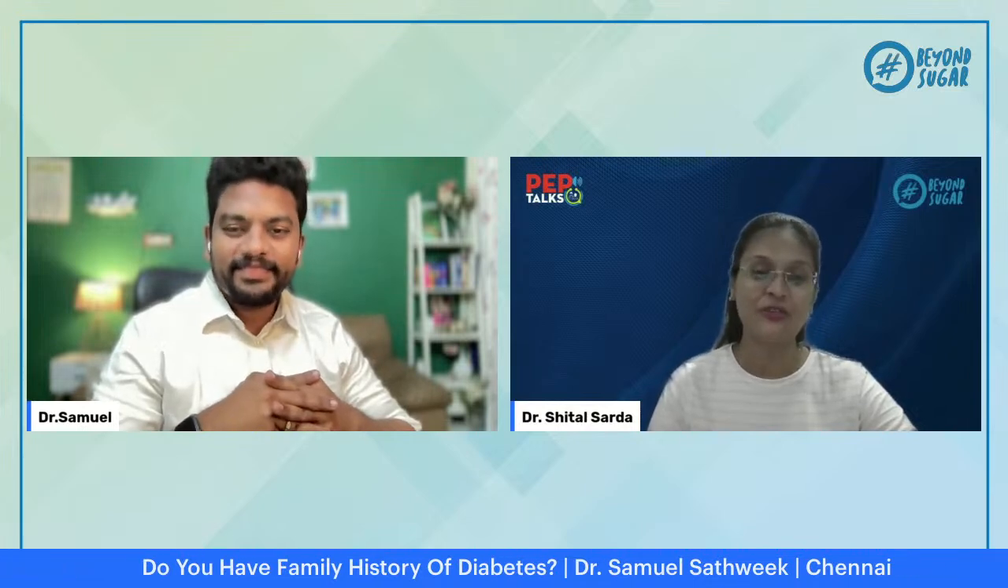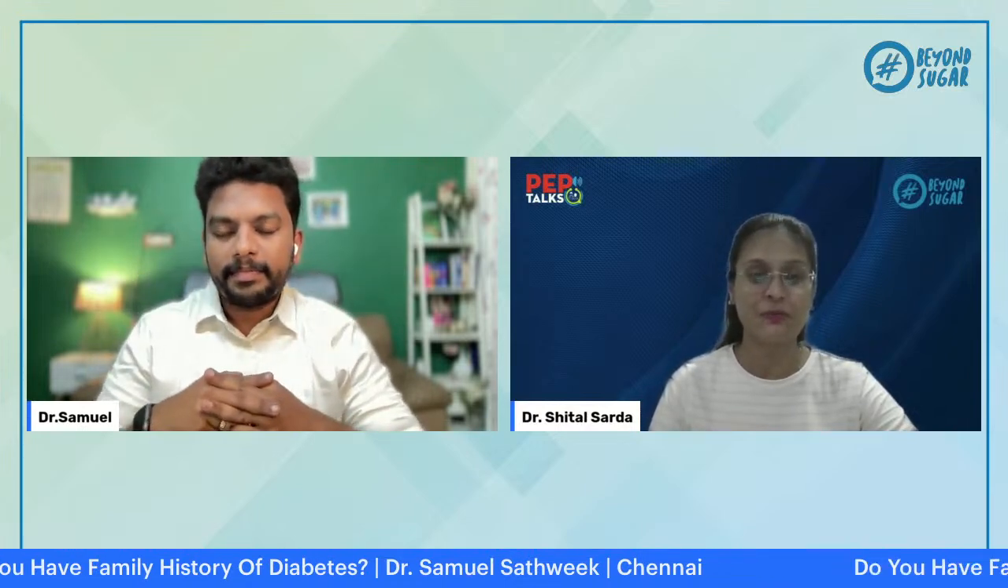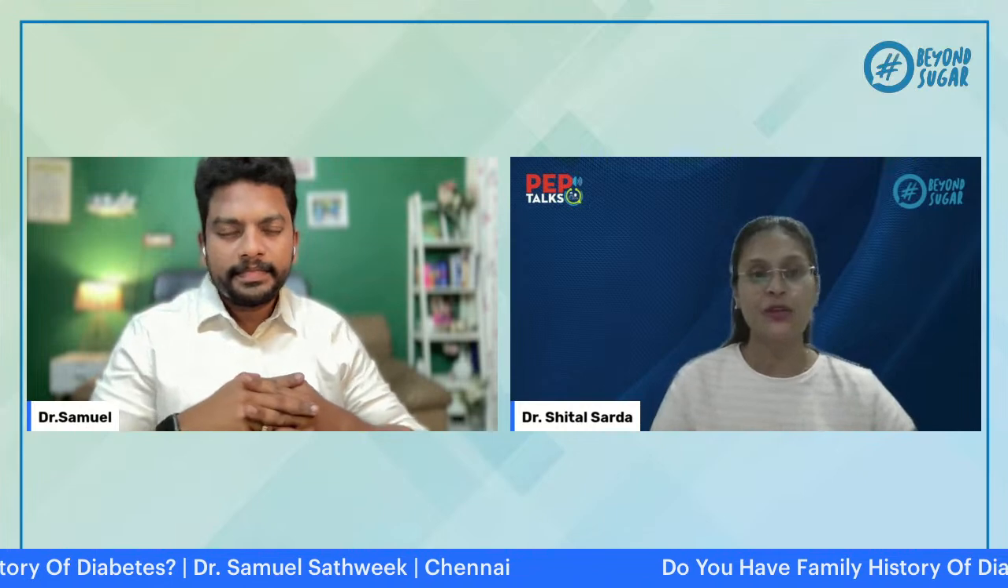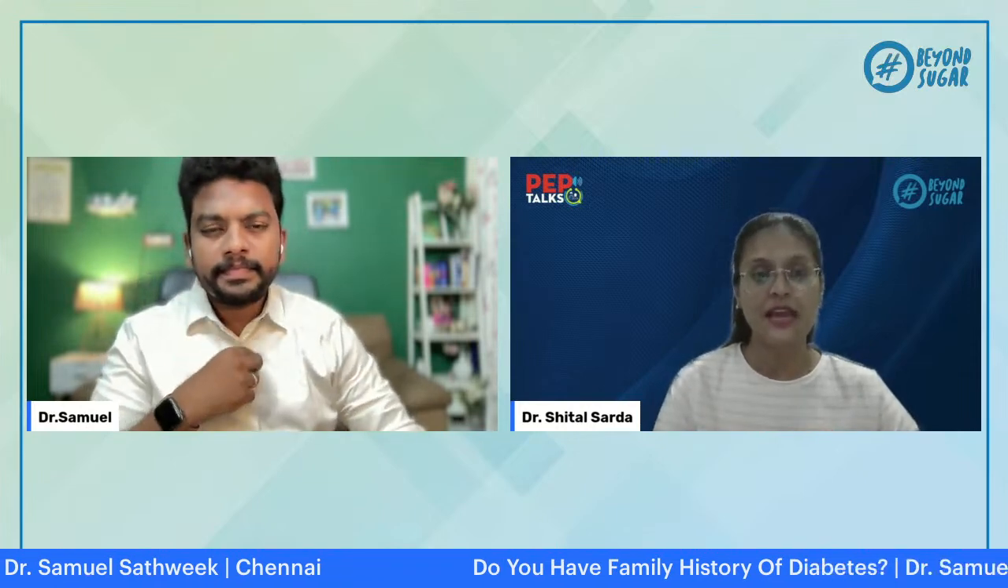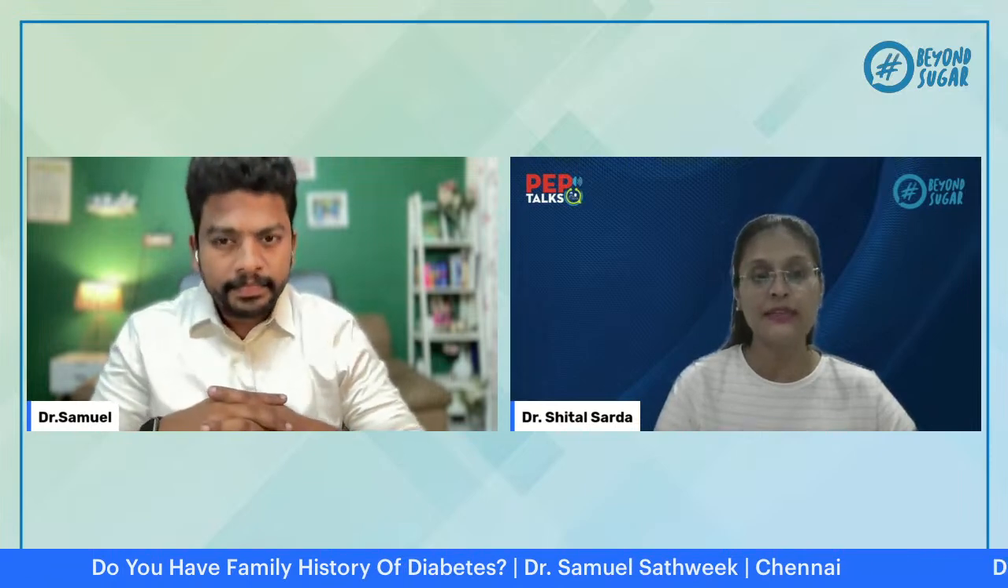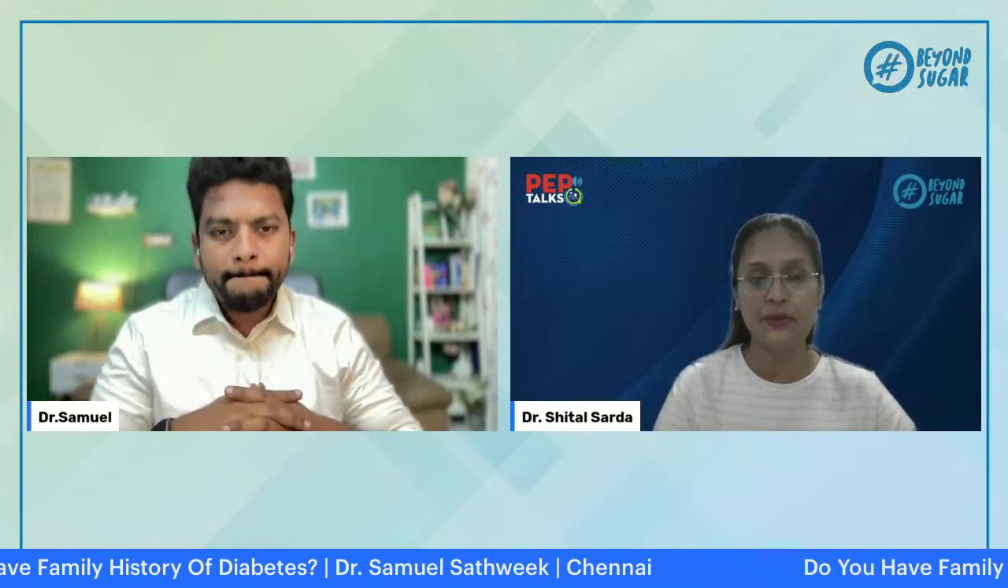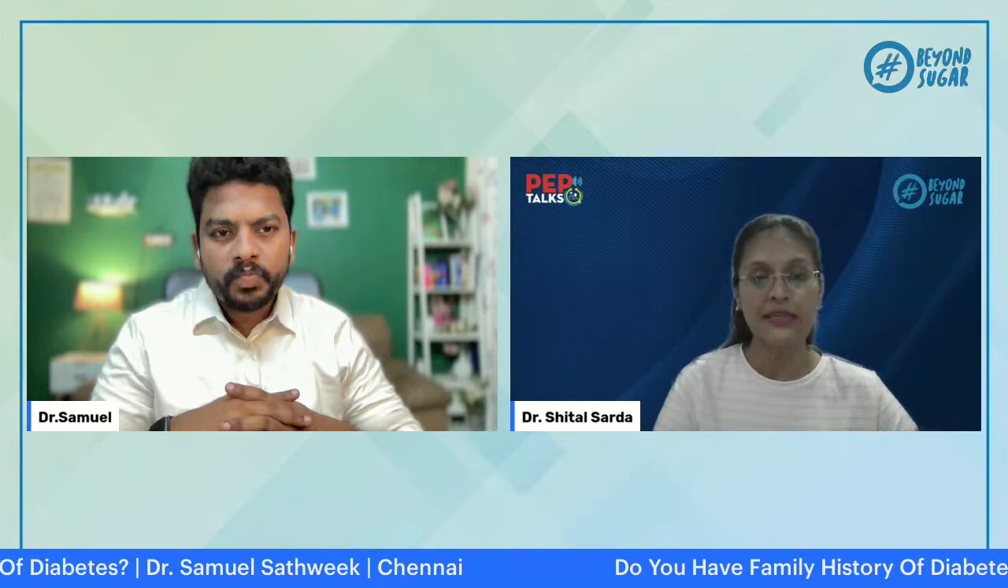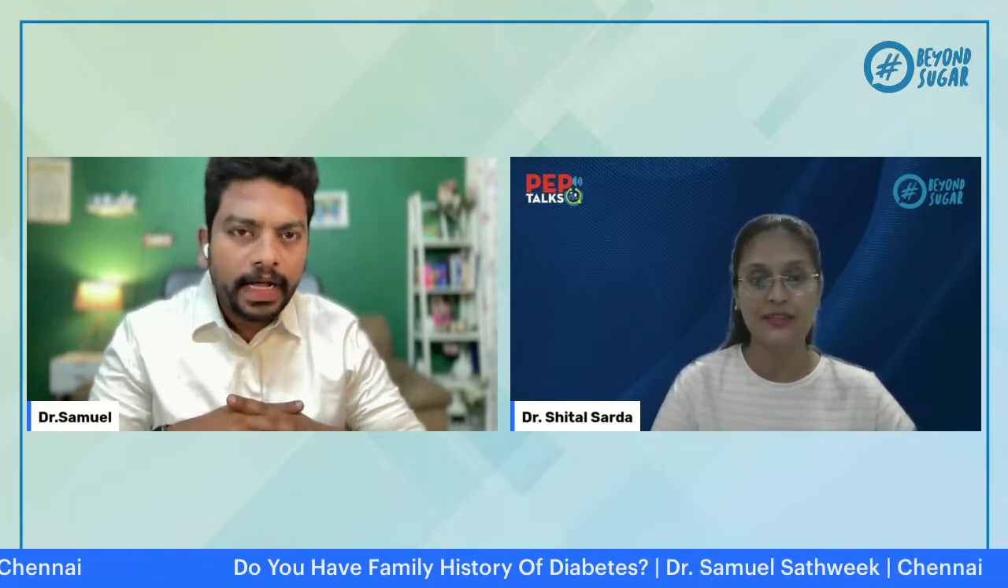Thank you for clarifying that, Dr. Samuel. Second question: when we are talking about diabetes, of course there are different types, but predominantly type 1 diabetes and type 2 diabetes. So, does family history matter for both type 1 diabetes as well as type 2 diabetes?